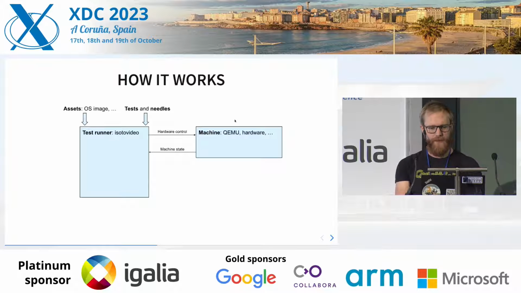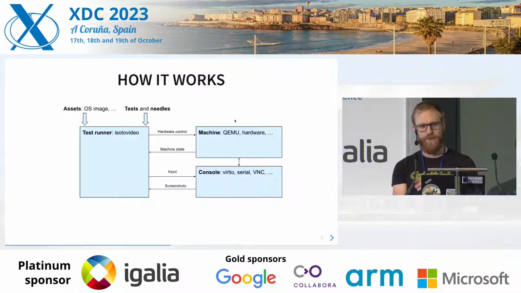And then the machine will provide one or more consoles. Console isn't used in the way you might expect. Like a graphical display is a console. The serial terminal is also a console in OpenQA terms. So depending on what the console is, you might send a string if it's a serial terminal, or you might send mouse clicks and key presses if it's a VNC connection or a VirtIO device.